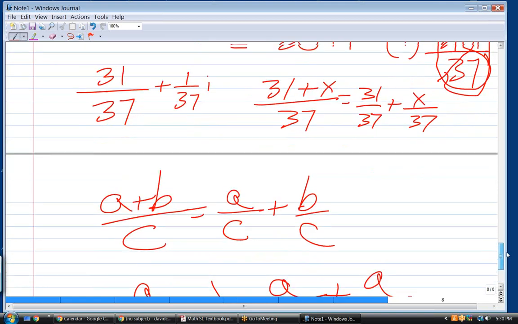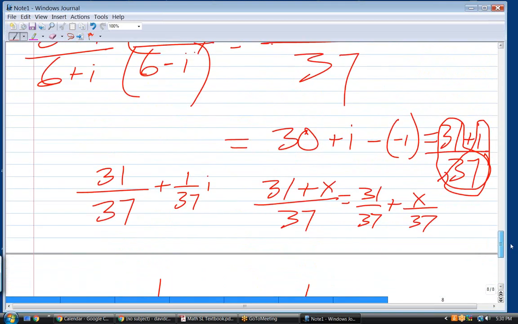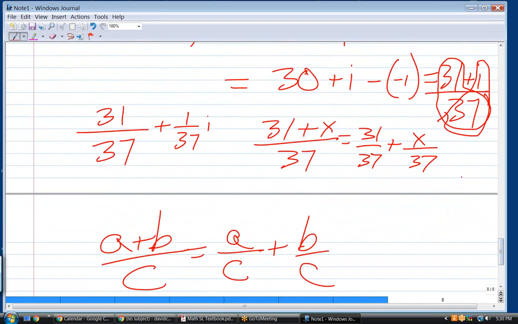And you almost always have to make this final step, because whenever you're doing imaginary numbers, you're always going to end up with an answer that looks like that. In other words, you don't ever end up with it in standard format. You always have to split that into two pieces.